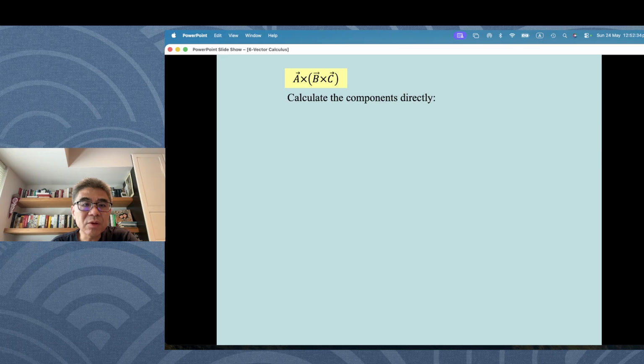So A cross B cross C is not very complicated. Just 1 page of derivation will be enough. There are 2 kinds of derivation. I'll use the first, the easier kind, to show you how the formula comes out. Let's calculate the components directly. Most of the time, you can always calculate for a formula about vectors. You can always calculate the components.